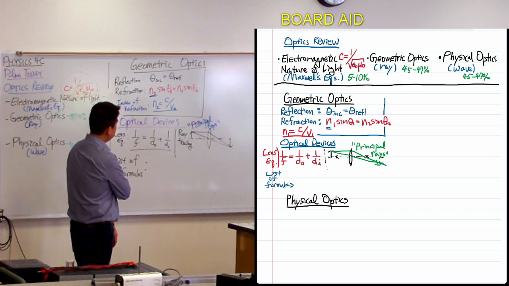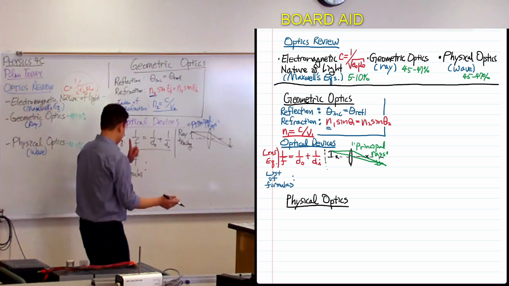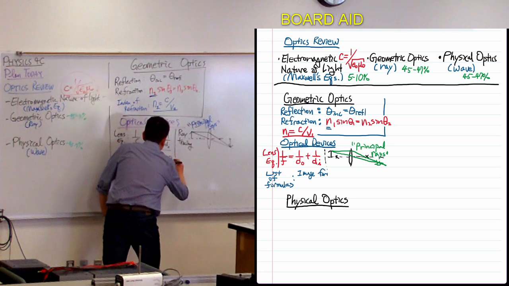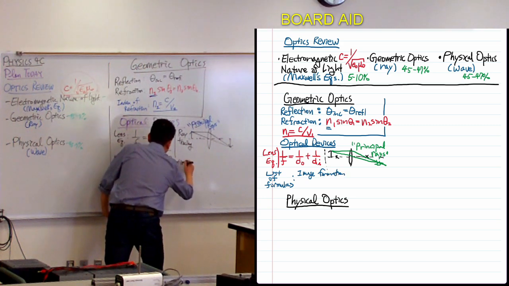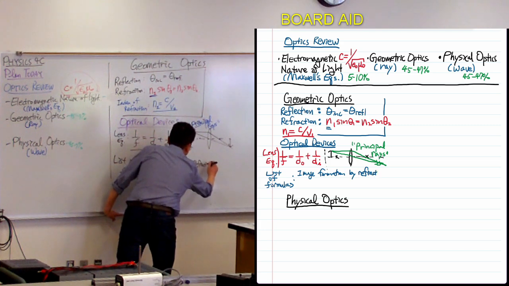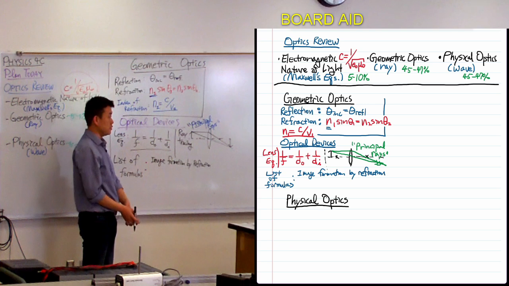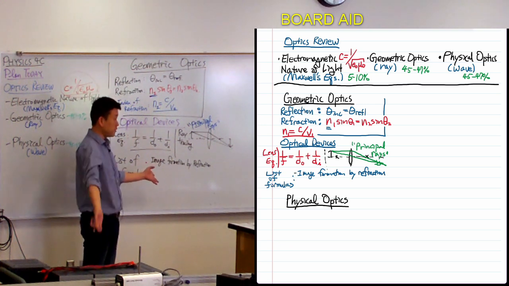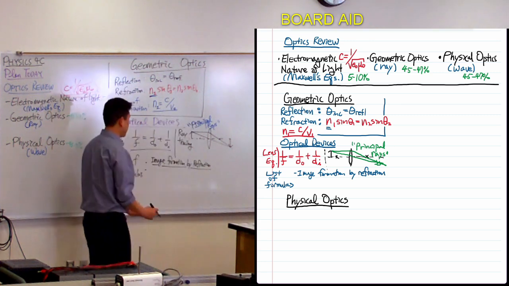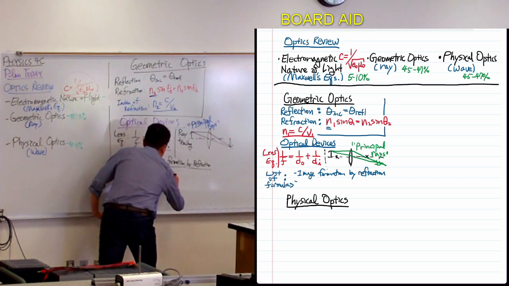So there's the image formation by refraction. That's when you have a single refracting surface that can form an image. So, let's say air on one side, glass on the other side. And using this twice can actually give you the formula that we call lens maker's formula.